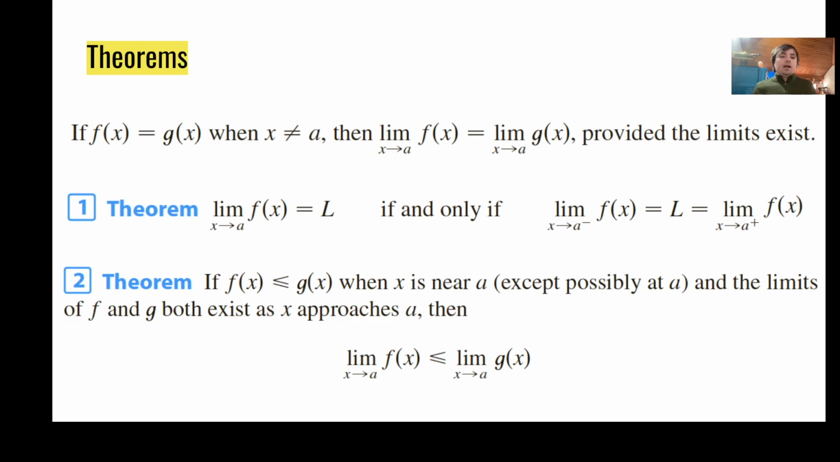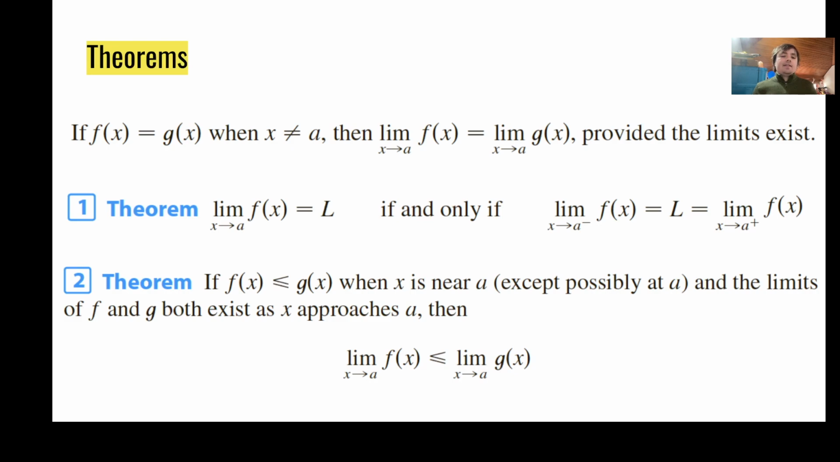Okay, so the next theorem would be that the limit as x approaches a of f of x equals L if and only if you approach that limit from the left and the right. And so we saw this one before in our first example.